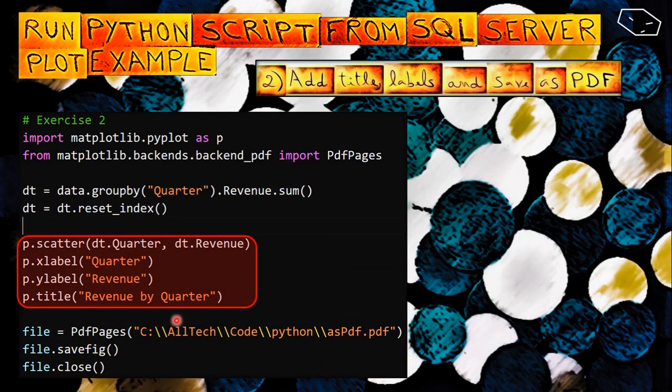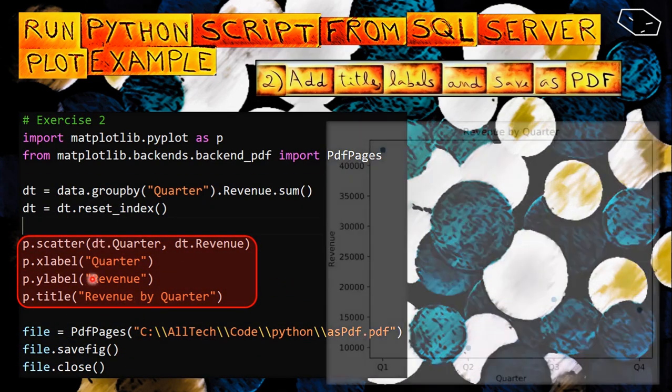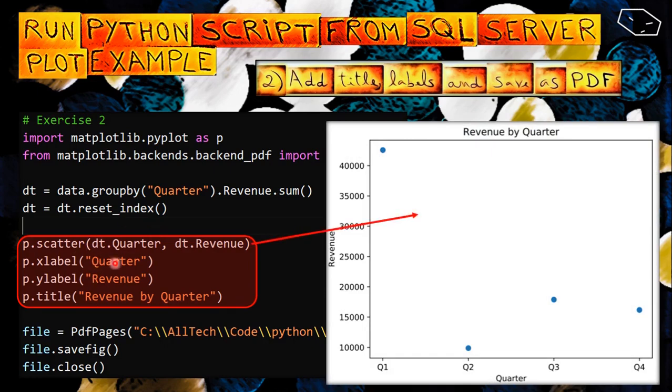And the next lines here, well, this makes a chart. The first one makes the chart itself, the type of this chart, that is a scatter. The second one is for creating this label, the quarter. The third will be for the label here, the revenue, and the last one is the title, revenue by quarter.